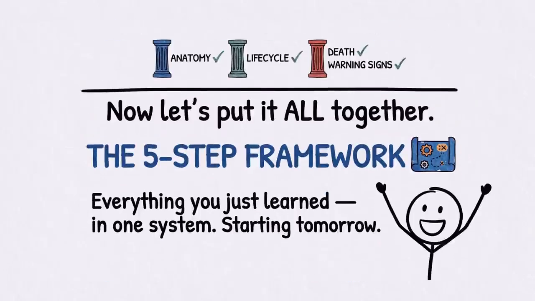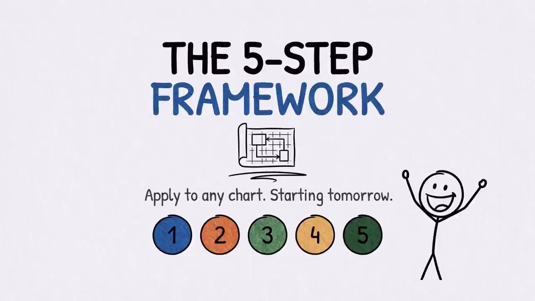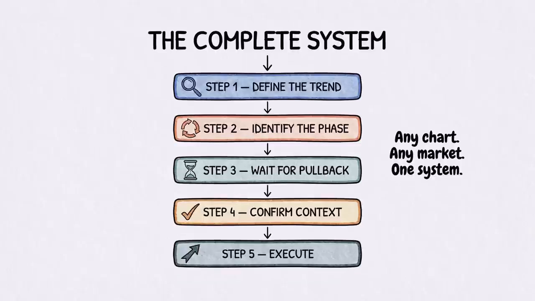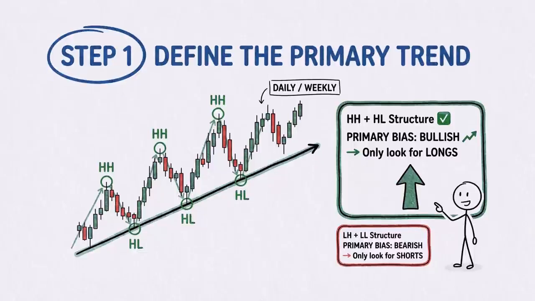Theory is done. 3 pillars: anatomy, life cycle, death. Now let's put it all together into a 5-step framework you can use tomorrow. This is what you came for. 5 steps, 1 framework. Everything from the last 12 minutes, compressed into a system you can apply to any chart, any market, starting tomorrow.